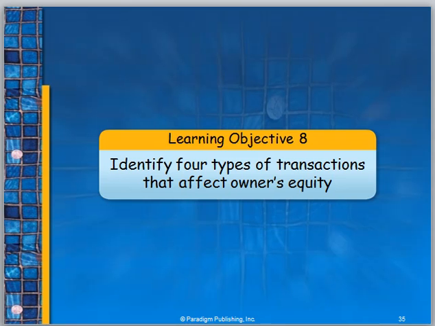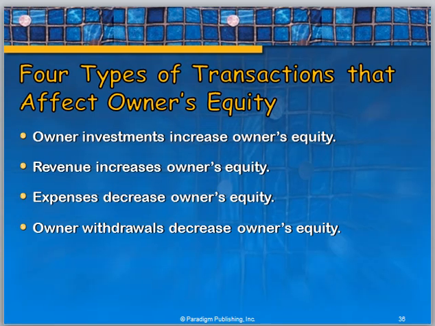Expenses are costs related to operating a business. Like in a business, paying your power bill would be an expense. Paying your employee's salary would be an expense. Another item is withdrawals, when an owner withdraws business assets for personal use. So revenue always increases owner's equity, expenses always decrease owner's equity, and owner withdrawals always decrease owner's equity. And here you see owner investments always increase owner's equity also.